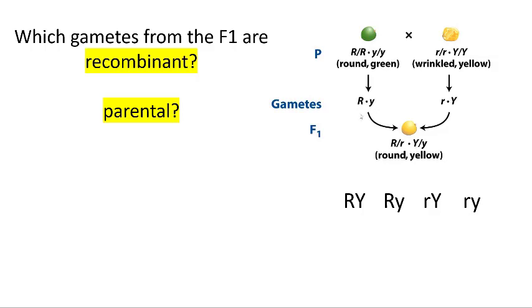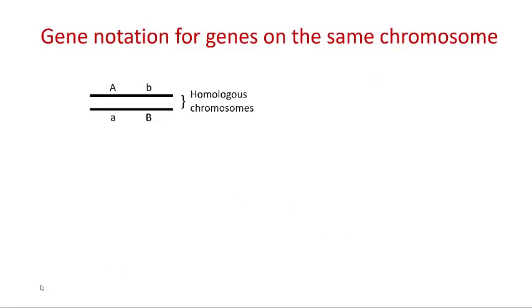So here, the parental type gametes are the ones that came from each of the parents. Big R with little y and little r with big Y would be the two parental type gametes, and the recombinant type gametes would be the big R and big Y and little r with little y. R stands for recombinant, P stands for parental.